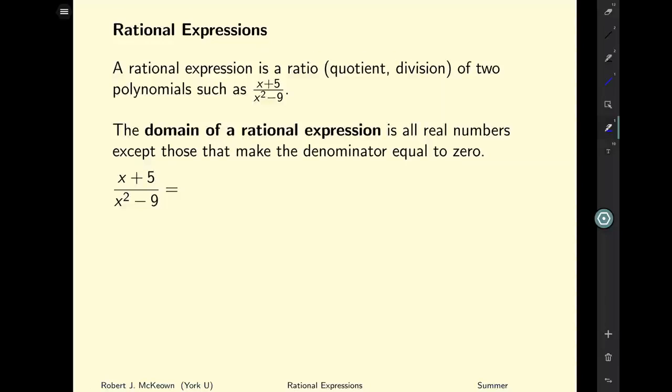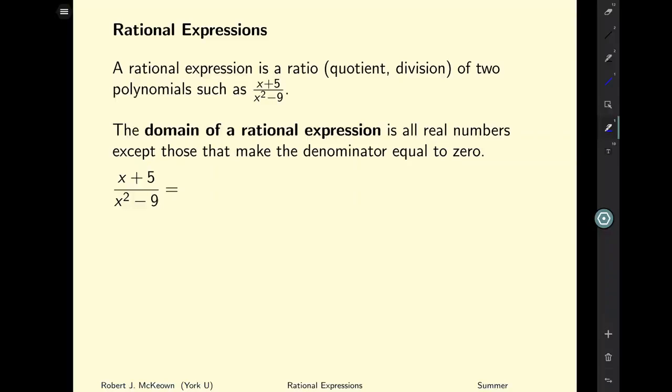To start off, why don't we talk about the domain of a rational expression? So in an earlier topic, I told you that we must never, ever, ever divide by 0. And if you look here, it says the domain of any rational expression is all real numbers except for those that make the denominator equal to 0. Now, why is this important? Let me show you an example here.